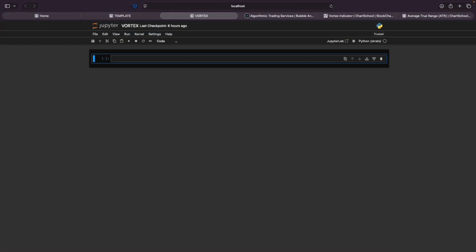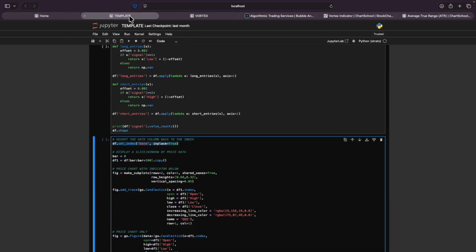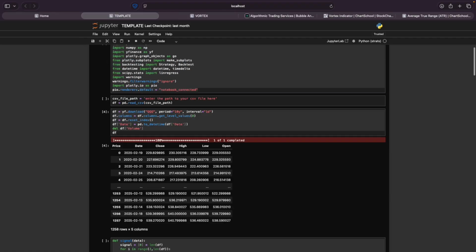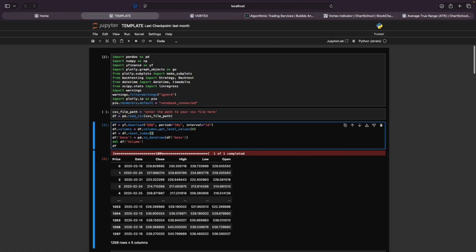Okay, let's get into it then. So I've opened up a fresh Jupyter notebook, renamed it Vortex, and I'm just going to click in the first cell, hit shift return a few times to create some empty cells. We'll be saving time today by copying and pasting from our template. This just contains repeatable code snippets that we use each time to create a strategy and then backtest it.